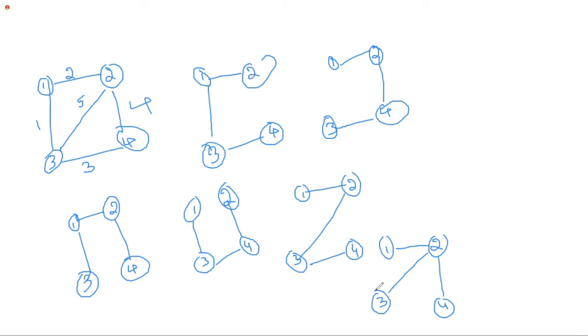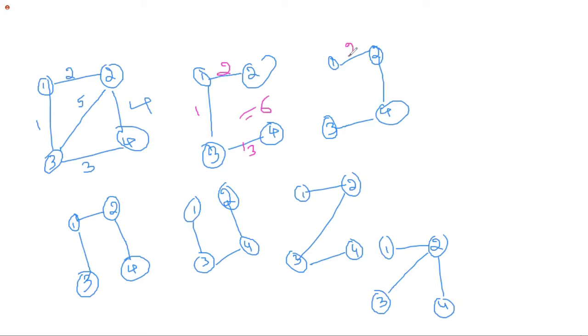Among all these possible spanning trees, to choose the minimum spanning tree we have to write the costs on the corresponding edges. 2, 1, 3. What is the answer? 1 plus 2 plus 3 is equal to 6, right?